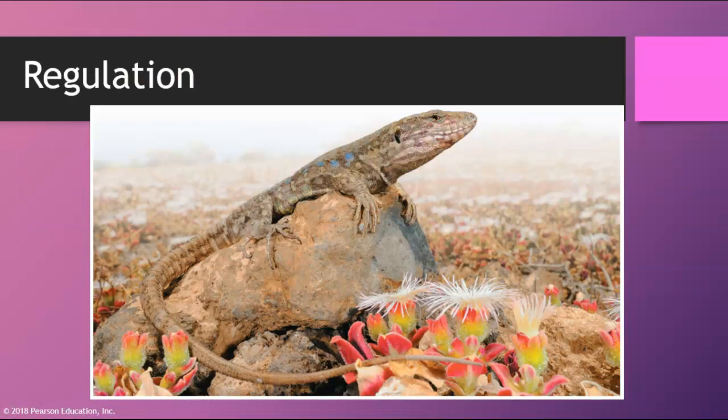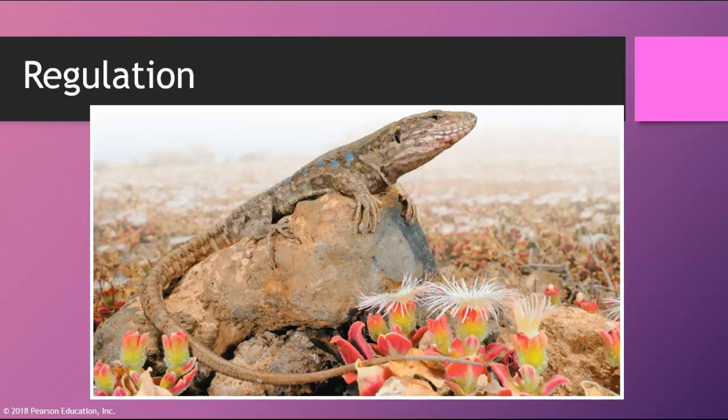Another process present in living things is regulation. You might think it's strange to see a picture of a lizard on a rock as regulation. But what the lizard is doing here is regulating its body temperature. We are mammals, and other mammals and birds mostly are able to regulate our body heat by internal processes. But reptiles and amphibians can't do that. They have to use their behavior to moderate their body temperature.